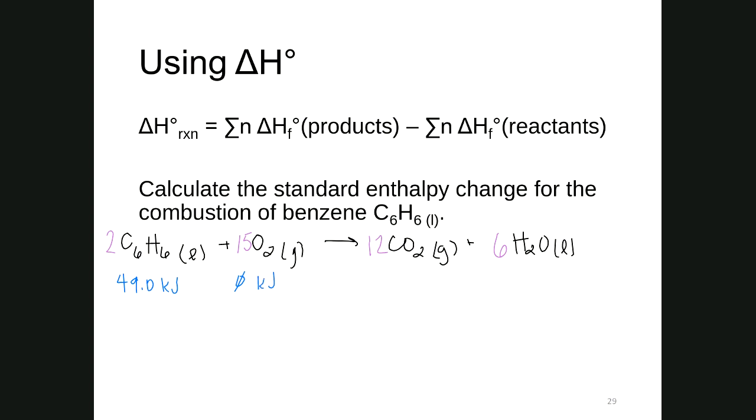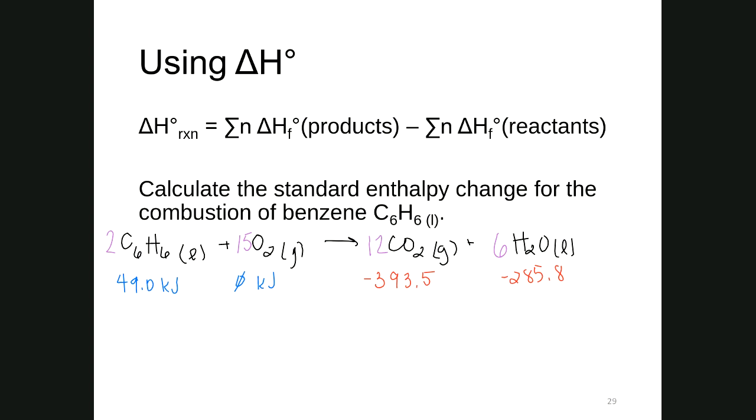Carbon dioxide, now we're looking at the products. Carbon dioxide is going to be negative 393.5, and water is negative 285.8. Make sure that you can find all of these values in your textbook so that you know where they're coming from.